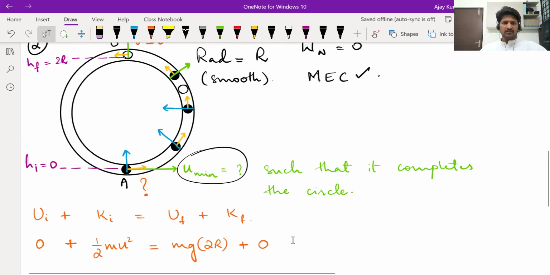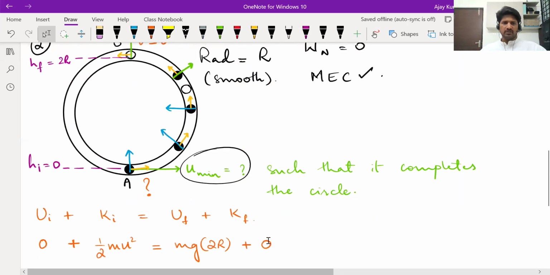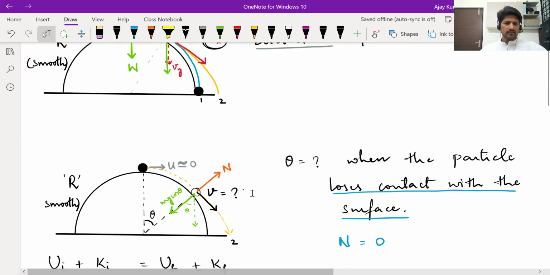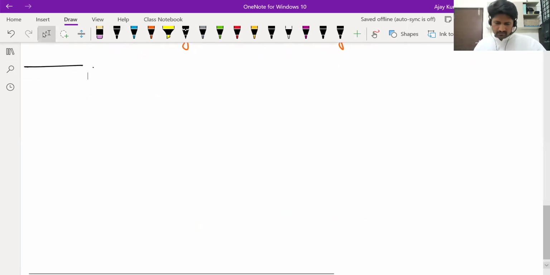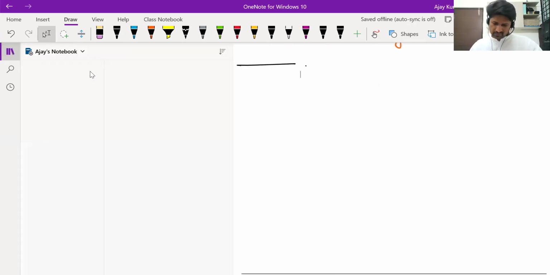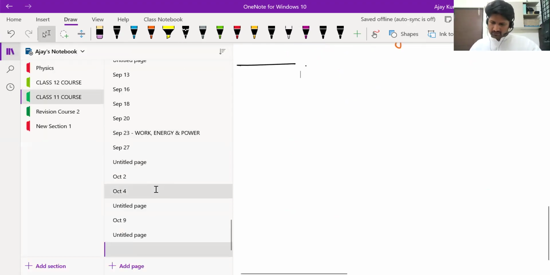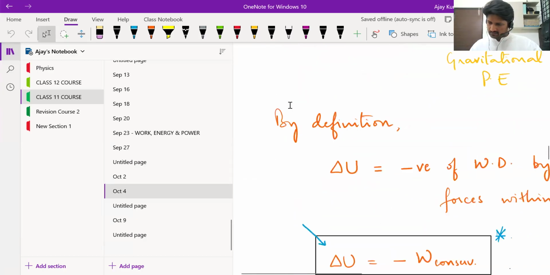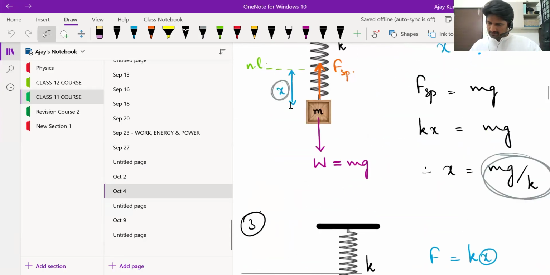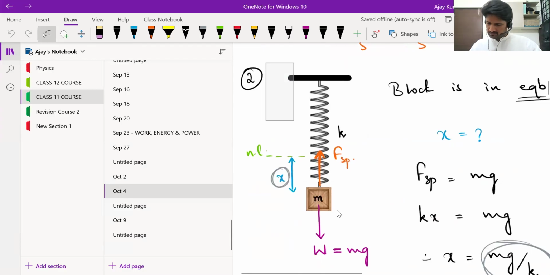Fine. So I think this much is enough about motion in a vertical circle. Let's solve some more problems based on mechanical energy conservation. Just a moment, I will take the diagram of a spring. Okay, we can use this.